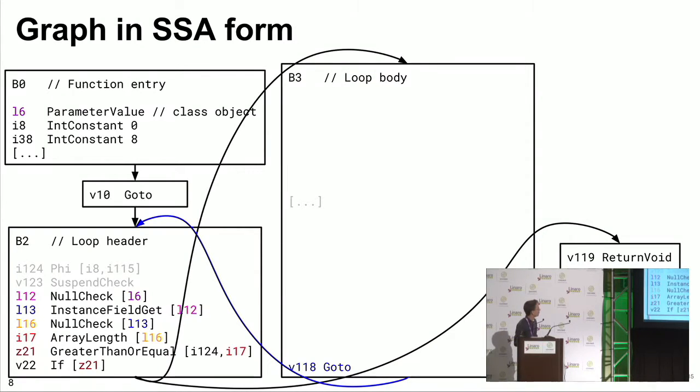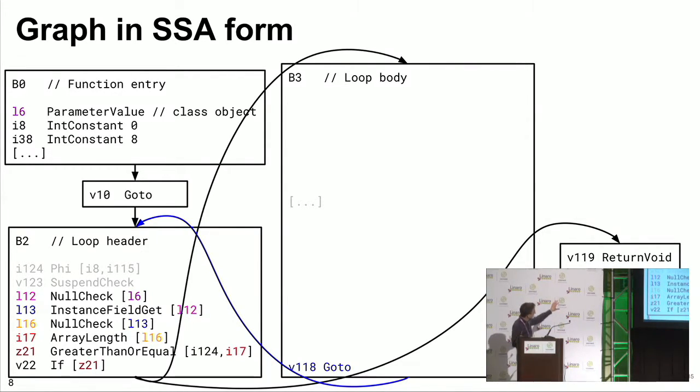And then we have the loop header. I put some colors, I don't know how much you can see, to try to show. The IRs are named after what they do. The null check checks that a pointer or reference is not null. An array length retrieves the length of the array from the array pointer, the array reference. And we have a greater than or equal comparison.